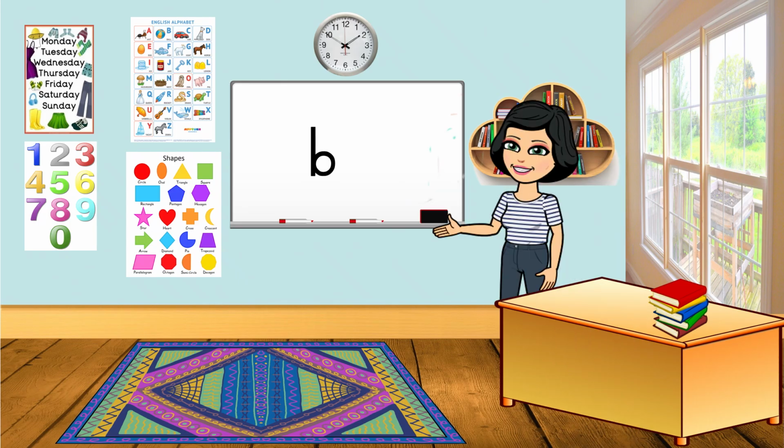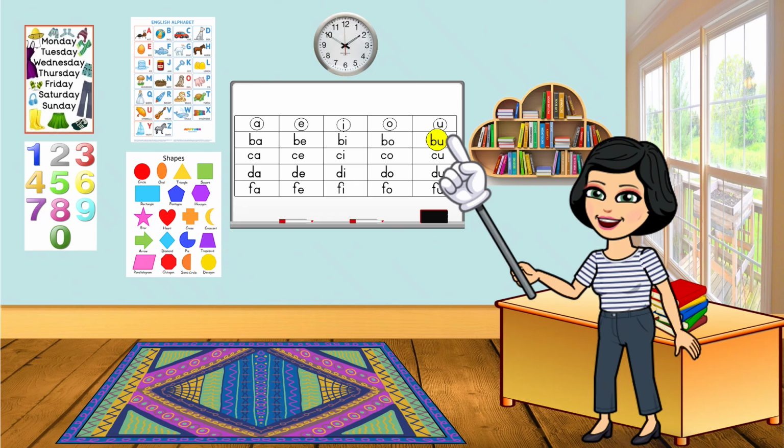We are now going to change the sound. I want you to take away the A and add the A. B plus A says ba. Say the sound after me, ba. Please find the sound ba on your page. Put your finger on the ba sound. Let's say the sound ba. Say the sound again, ba.